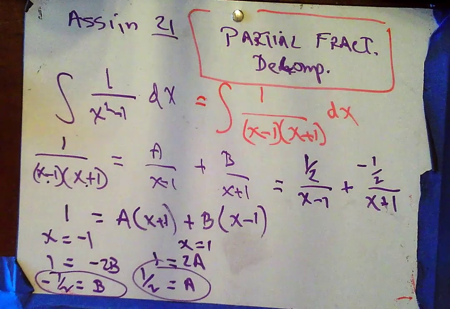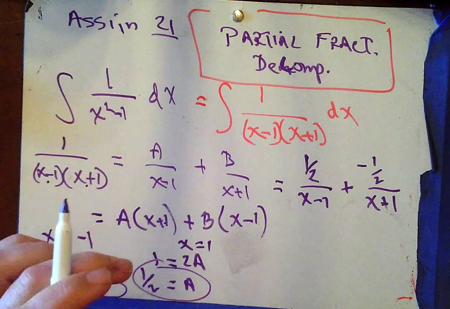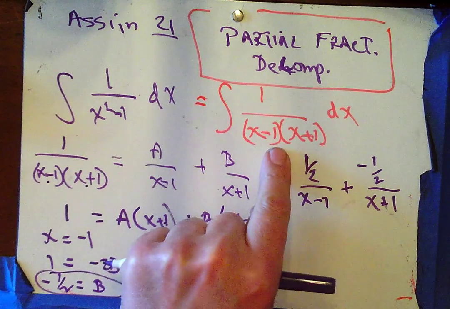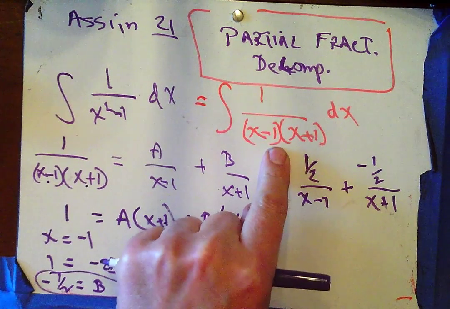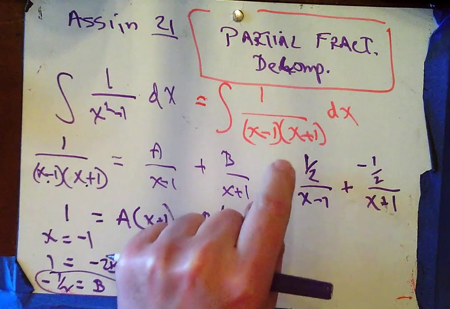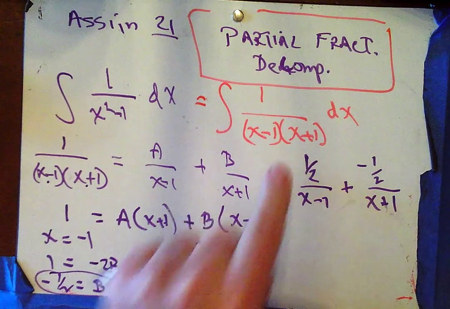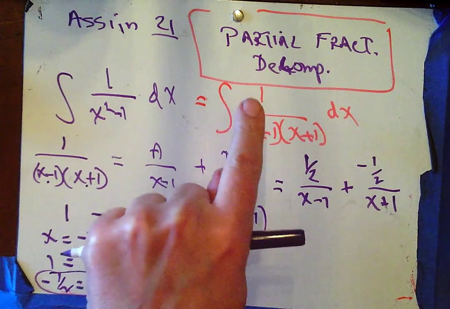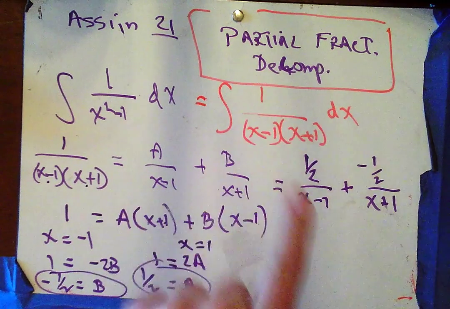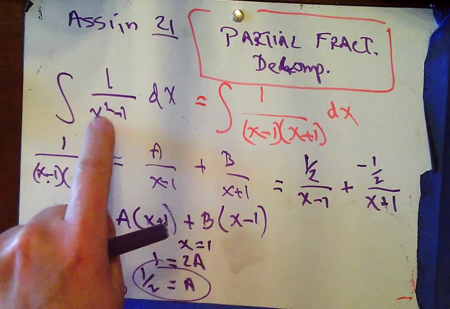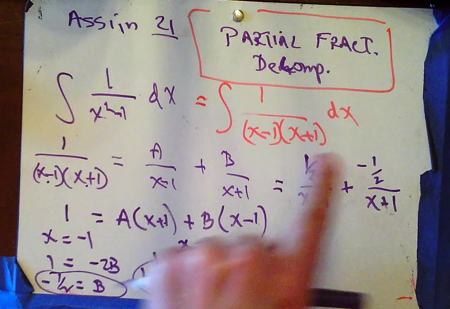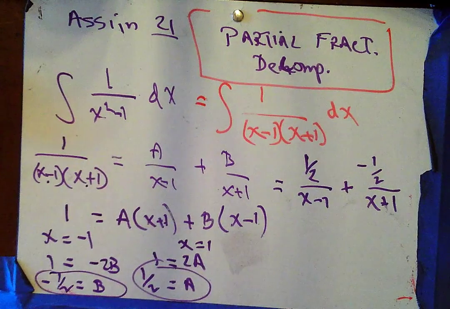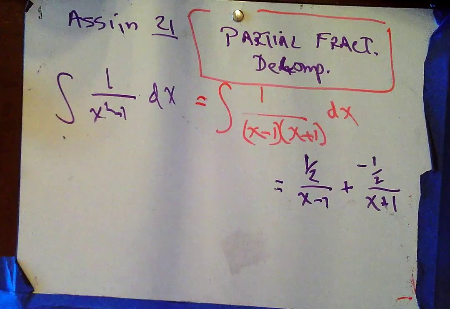So let's now go back to our original question. How do I integrate this? Well, first I factor that denominator and recognize, oh, this is a time for me to use partial fraction decomposition. And that means that this stuff here can go here. This is the algebraic replacement for that single expression. So let's see what happens when we do that.